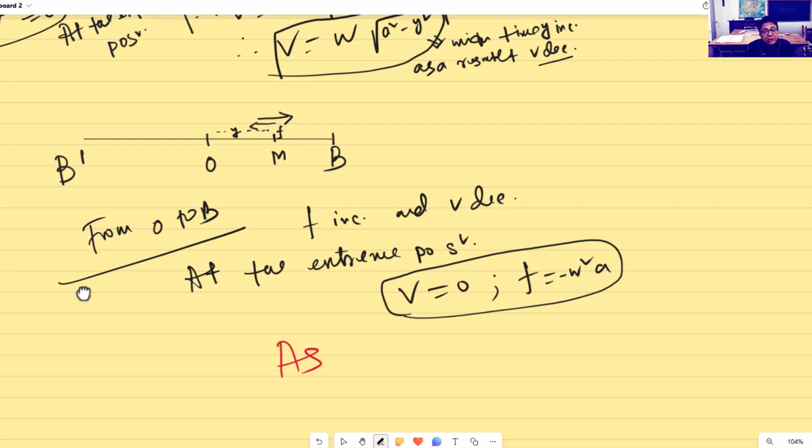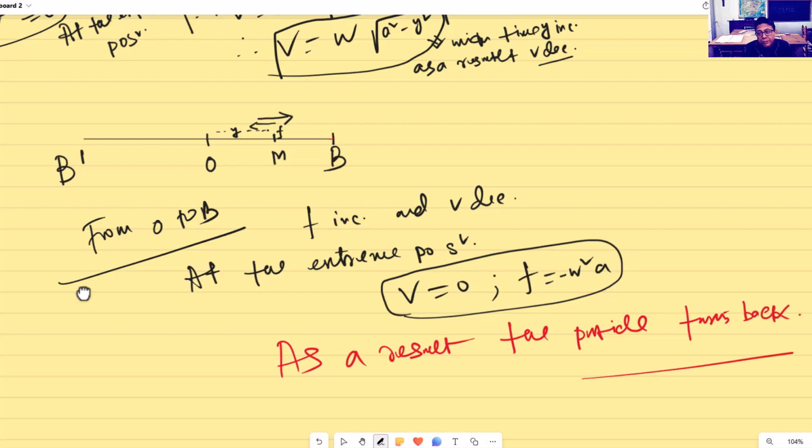So as a result, the particle turns back. Then what will happen? You always remember the expression F equals minus omega square y and V equals omega root over a square minus y square. Why does the particle turn back? In your mind it should play that it is due to acceleration directed towards the mean position. That's why it will turn back.